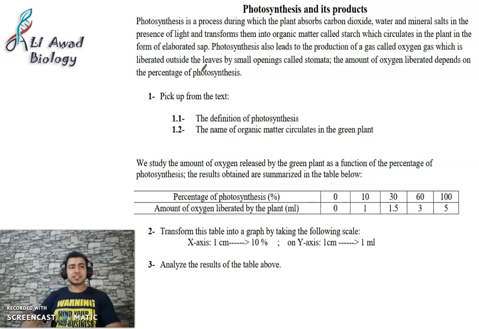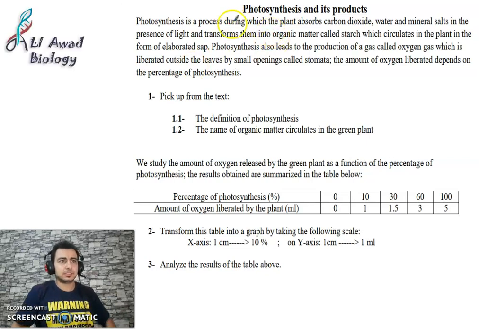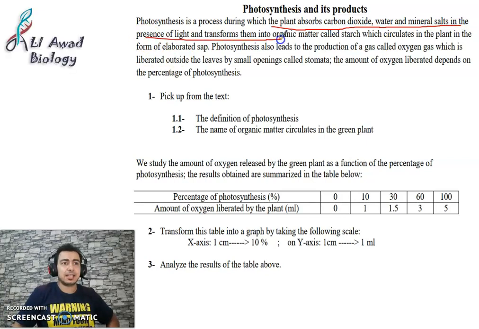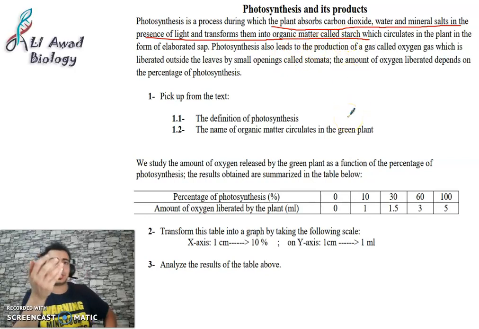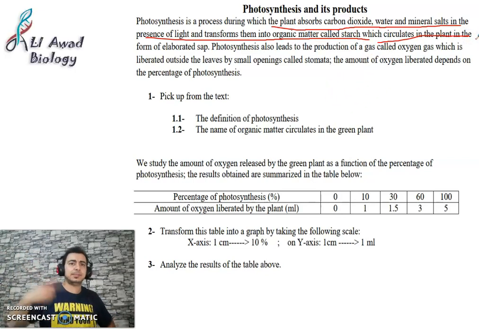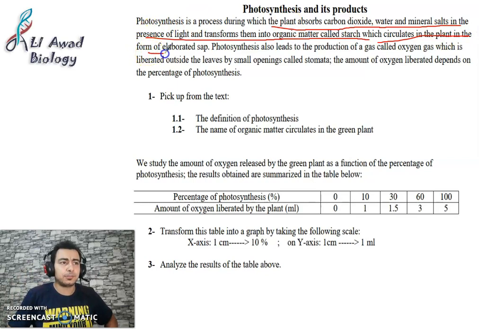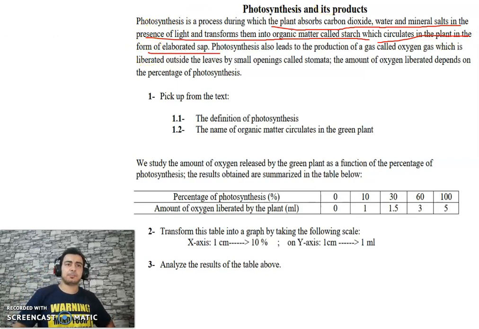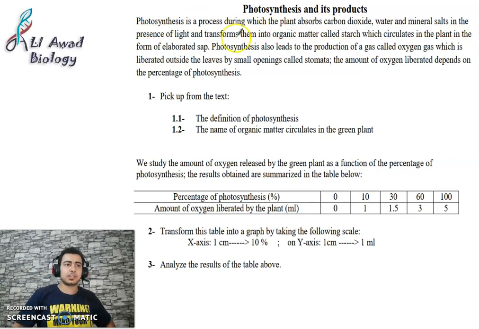Okay, photosynthesis is a process during which the plant absorbs CO2, water, and mineral salts in the presence of light and transforms them into organic matter called starch. النبتة بتاخد carbon dioxide, water, وmineral salts وبتحولهم لأورجانيك ماتر. هذا تعريف الفوتوسينثيسيس, which circulates in the plant. بصير يبرم هالسائل بالنبتة in the form of elaborated sap. بنسميه elaborated sap. اوكي كلنا بنعرف هيدا الشيء.